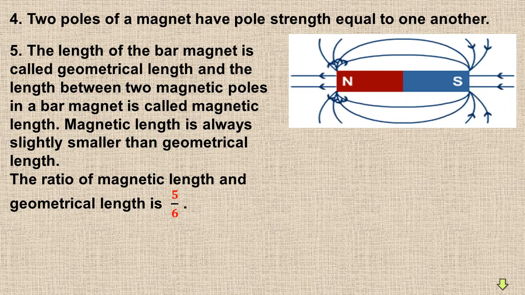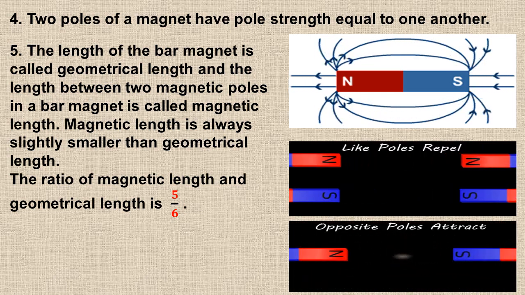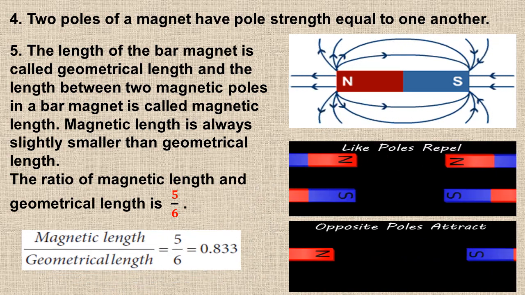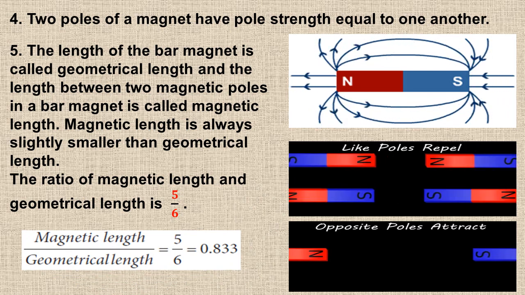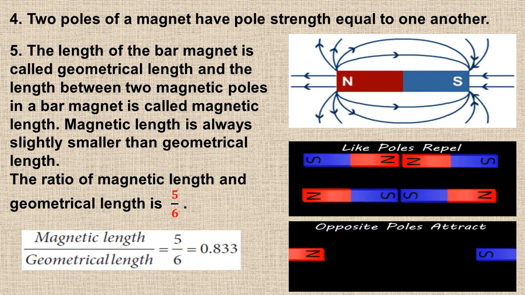The ratio of magnetic length and geometrical length is 5 by 6. You can see here that like poles repel and opposite poles attract each other. So, using the ratio, the magnetic length divided by the geometrical length is equal to 5 by 6, which is 0.833.